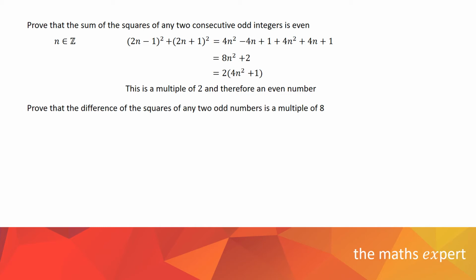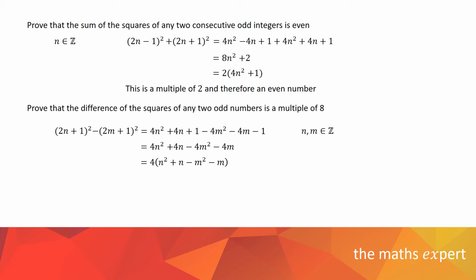The next question is slightly different, as I am looking at the difference of any two odd numbers. So I'm going to use 2n plus 1 and 2m plus 1, where n and m are integers. Again, it makes sense to expand, as there is nothing else I can do, and then I can simplify. I can now look at factorising, and we can clearly see that 4 is a common factor of each term. However, this factorisation doesn't tell me that much, or I can't see clearly what it tells me at the moment. So I'm going to try and factorise in a different way.